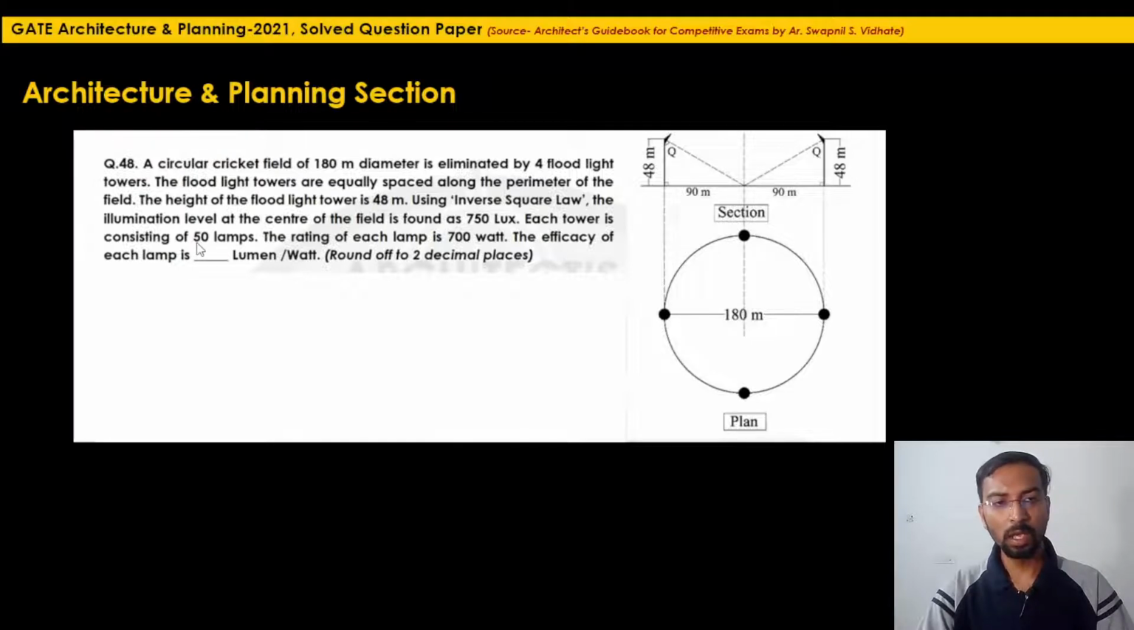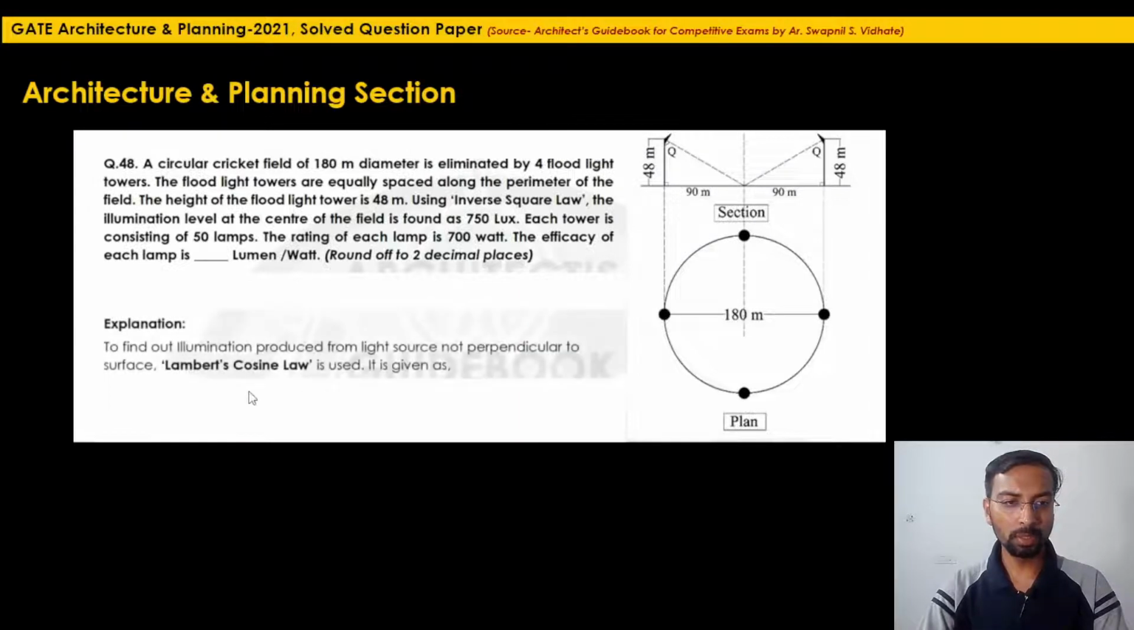There are similar 50 lamps in each tower, and there are 4 such towers, and at the end they have given the value of 750 lux, which is the total of all 4 floodlight towers. Now how to solve this example? To find the illumination produced from a light source which is not perpendicular to the surface, Lambert's cosine law is generally used. Questions based on Lambert's cosine law have been asked at least 4 to 5 times in previous year papers.